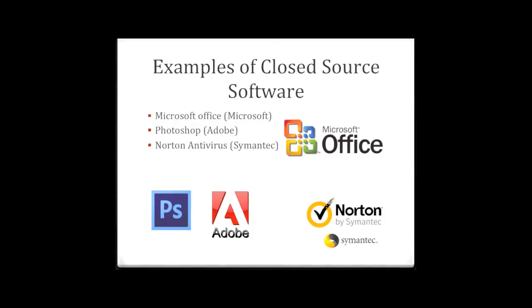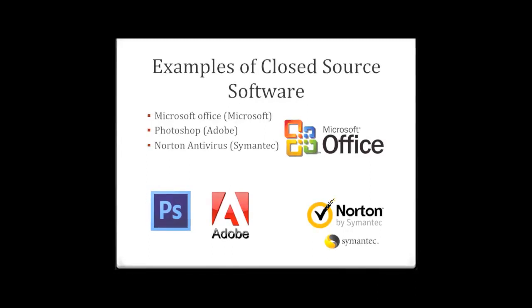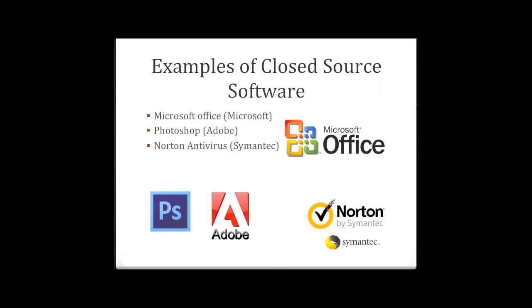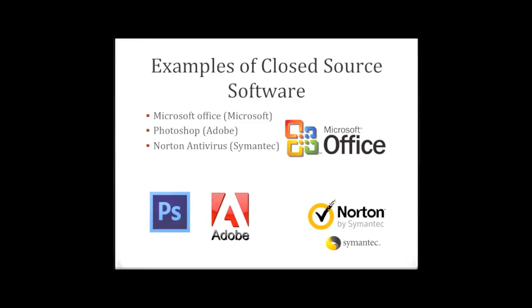Some examples of closed software include Microsoft Office, which is developed by Microsoft, Photoshop, which is developed by Adobe, and Norton Antivirus, which is developed by Symantec. All of these companies create this software to try and make money. That's the real difference: closed source software isn't free. Once you've bought it, you get what you've bought. There's nothing you can change it to.